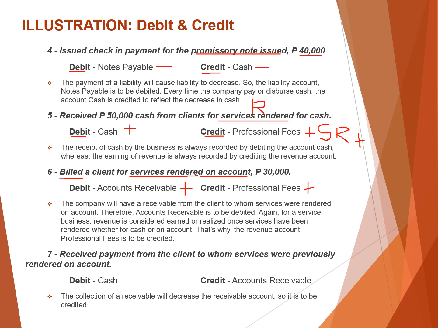Now we can apply the rule of debit and credit. Since nag-increase ang accounts receivable, which is an asset, that's why it is debit. And nag-increase din ang professional fees, which is a revenue account, that's why it is credit.